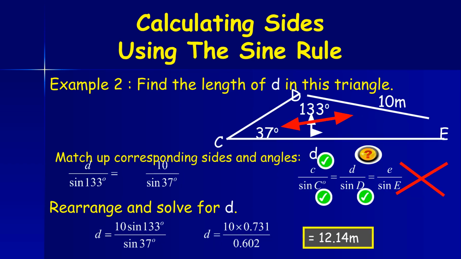Example 2. Find the length of side d in this triangle. Match up the corresponding sides and angles. d over sine 133 degrees equals 10 over sine 37 degrees. Rearrange and solve for d, which equals 12.14 meters.